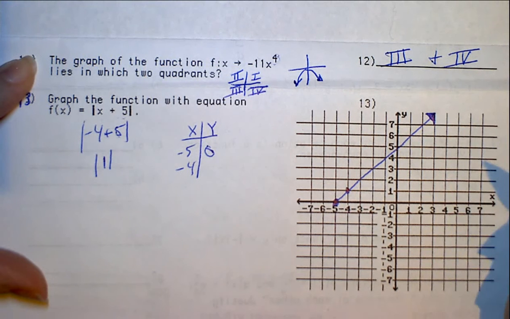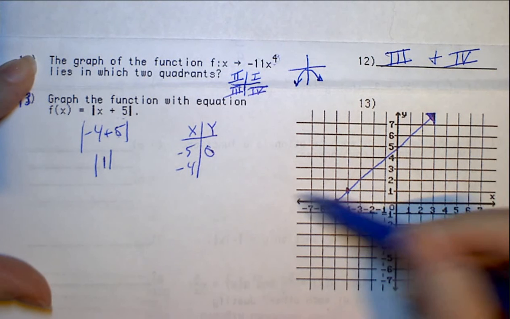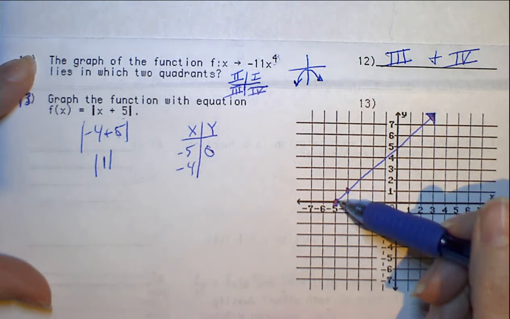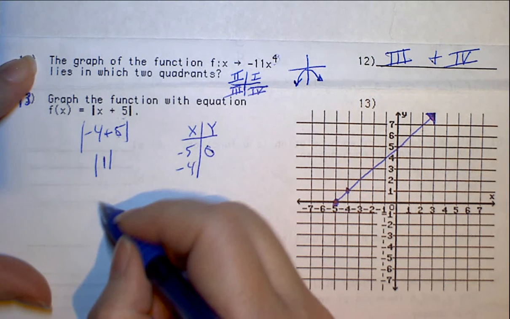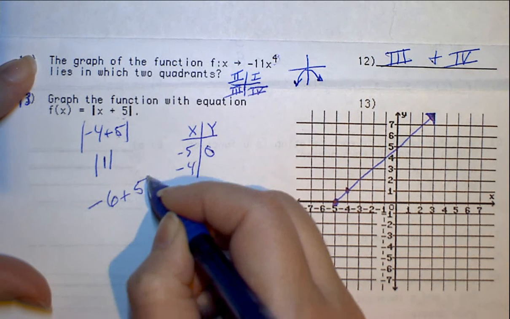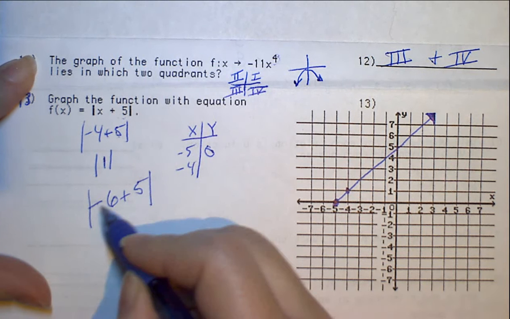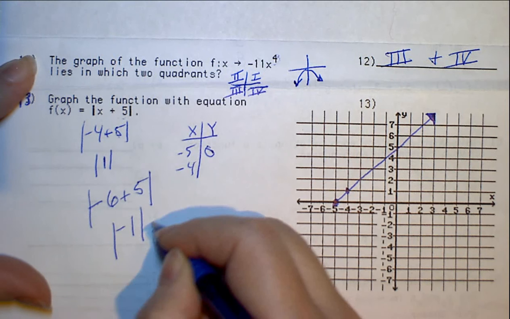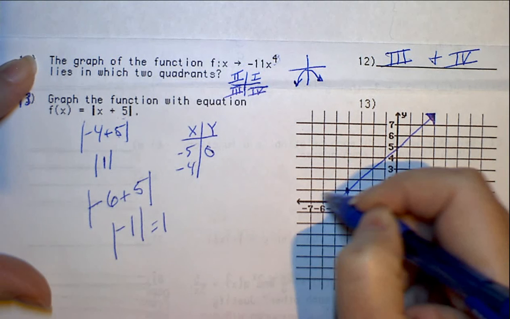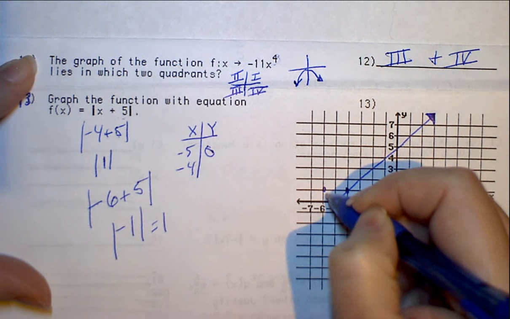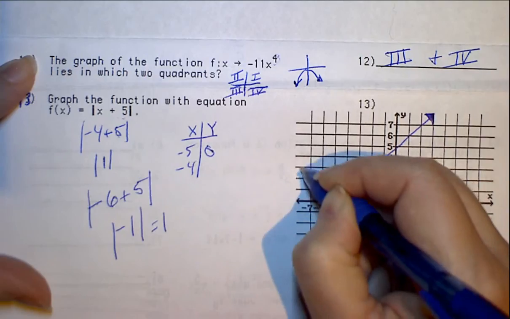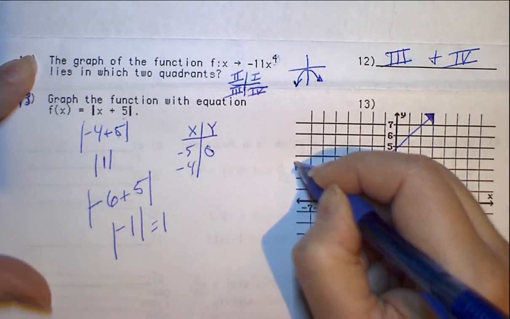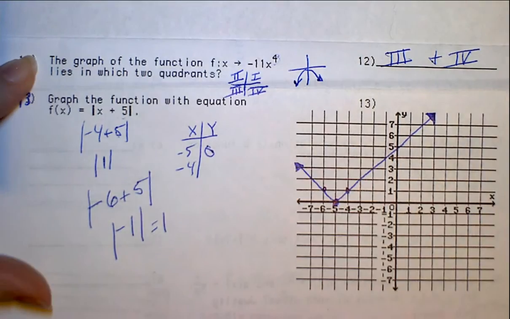Let's do the other side, the other half. So we have negative 6. I have negative 6 plus 5, absolute value. Negative 6 plus 5 is negative 1. Absolute value of that is also 1. So that means it's going to go here. Go through those and on forever. So that's what the graph looks like.